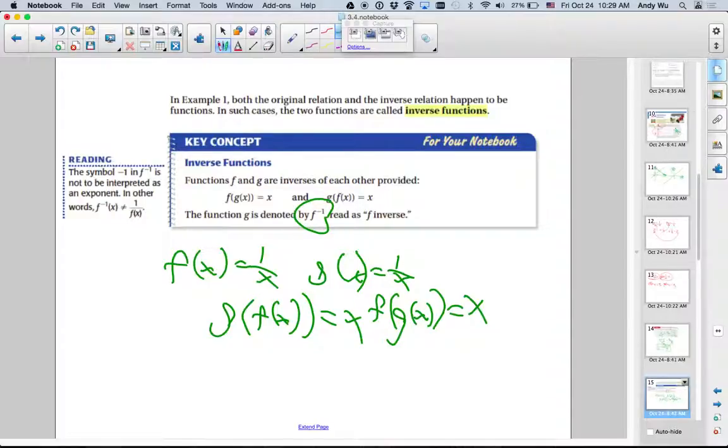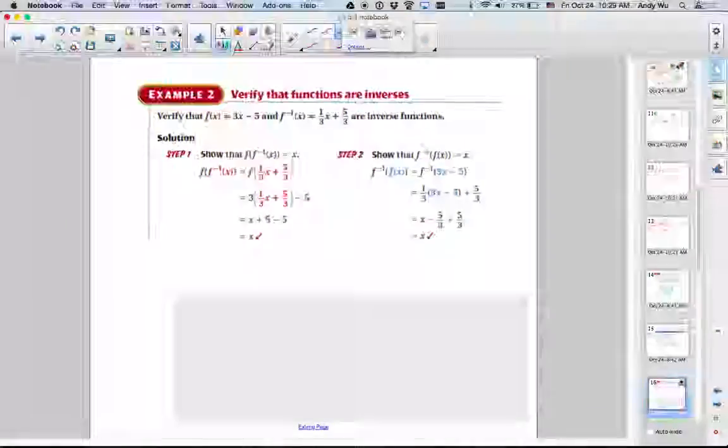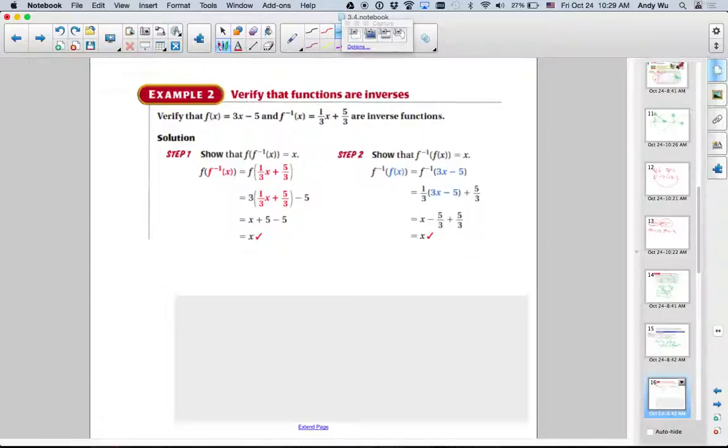And you write it with a -1 to show that you're writing the inverse function. So to check that these two are inverse of each other, you do f of f inverse, or f inverse of f. You plug it in, simplify. You want to have x at the end. And you know it cancels each other out.